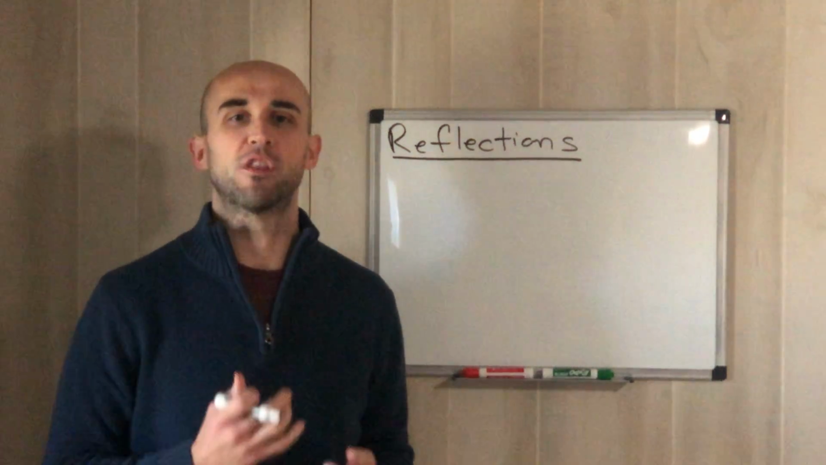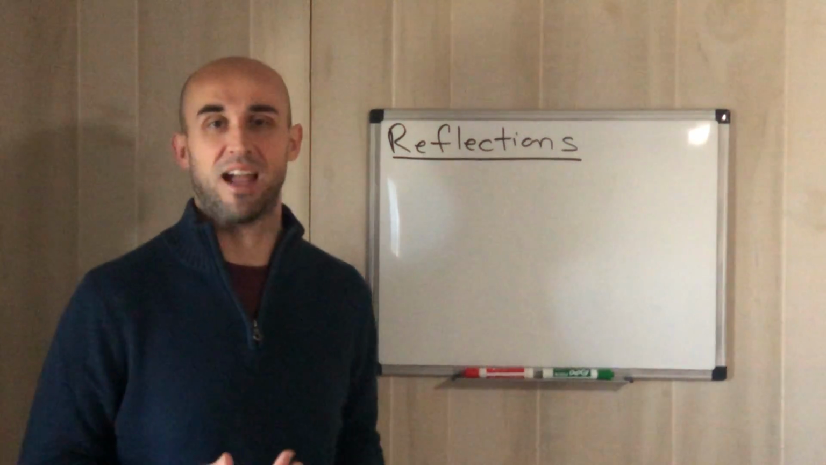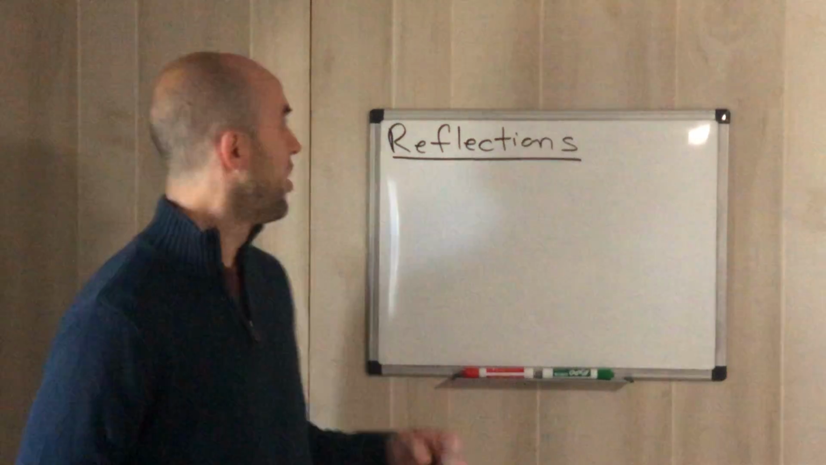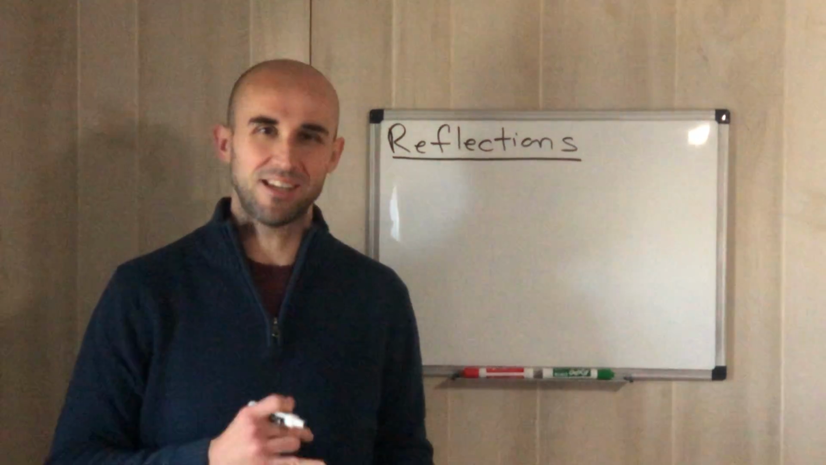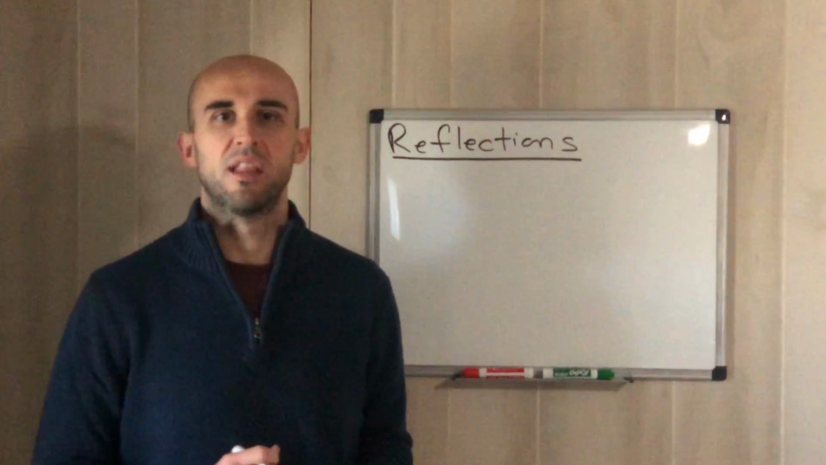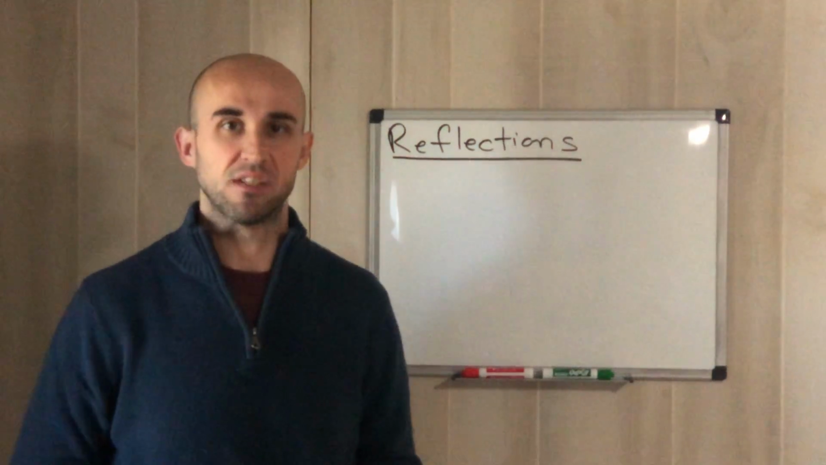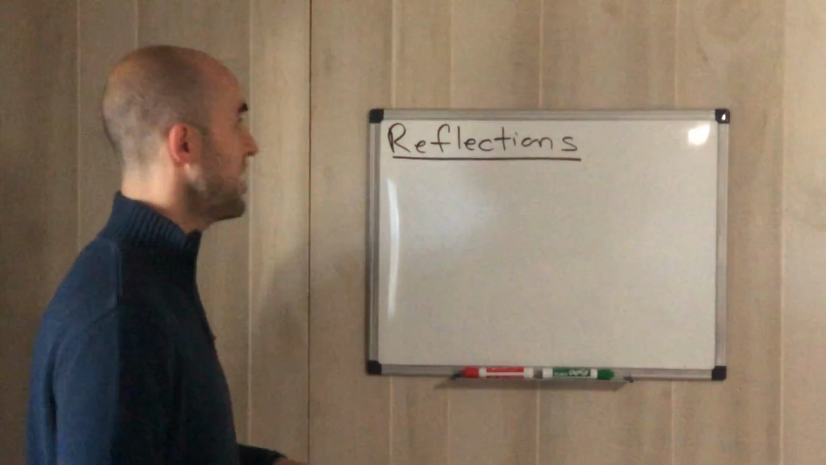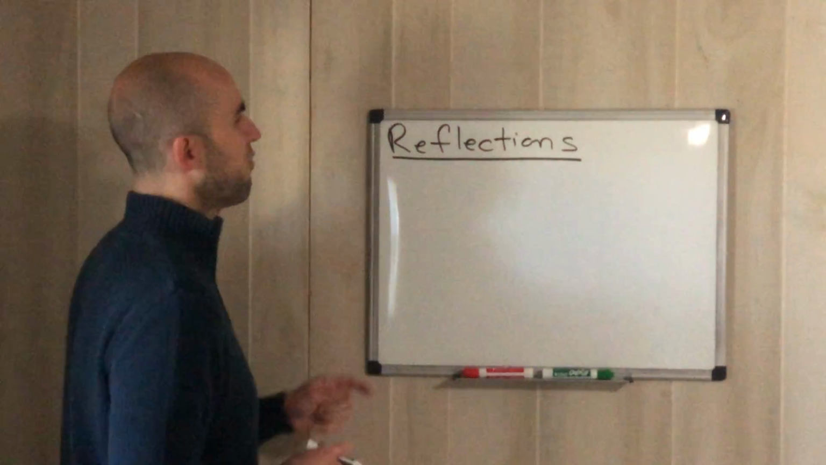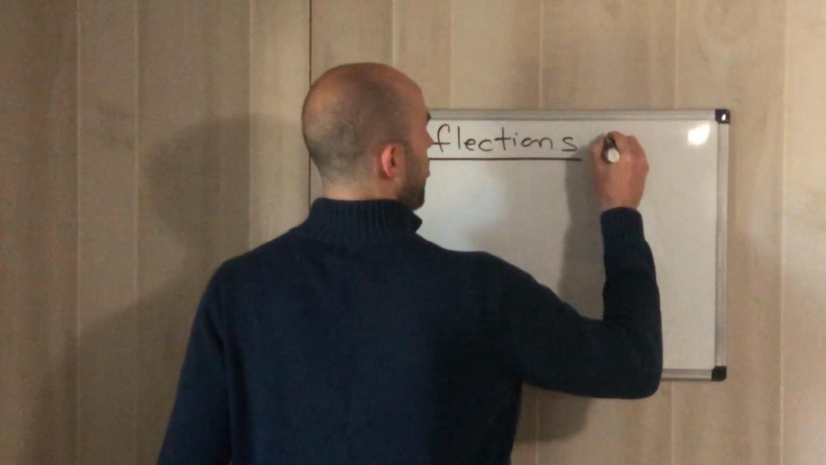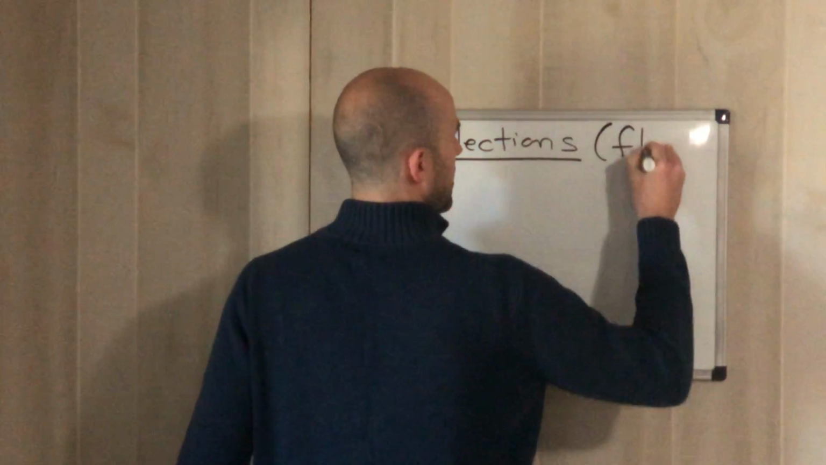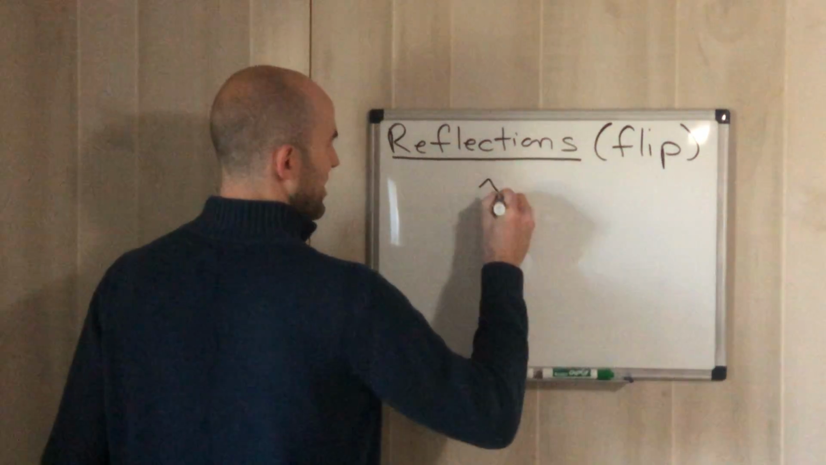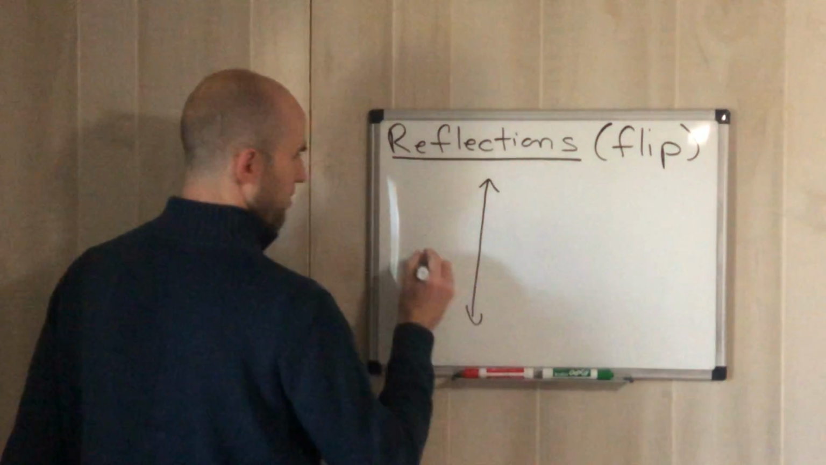Out of those four, the only one that was different was dilations, because dilations is the only one that changes size. It gets bigger or smaller. All the other ones, translations, rotations, and reflections, represent isometry, because all the shapes and figures stay congruent. They don't change size, they don't change anything. So when we started going over reflections, we saw that another word for reflection was a flip.